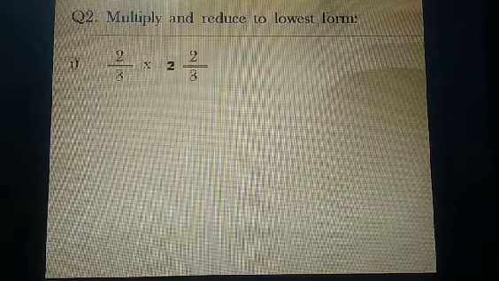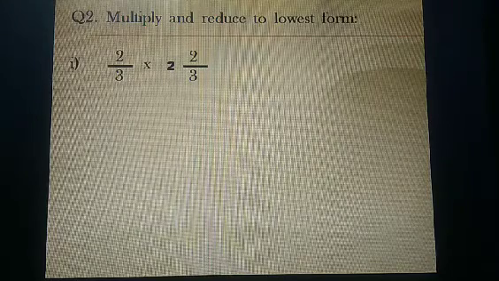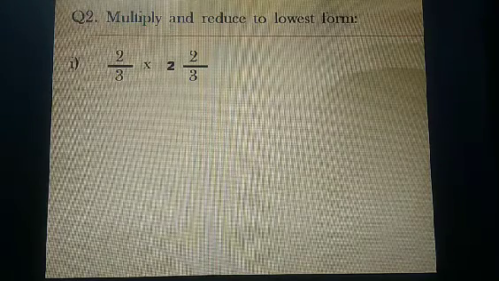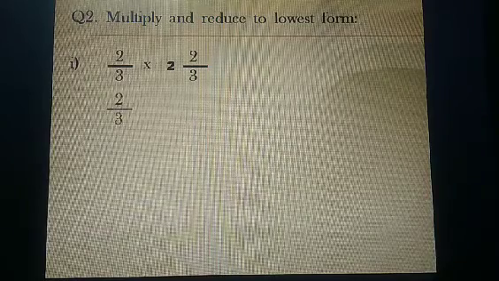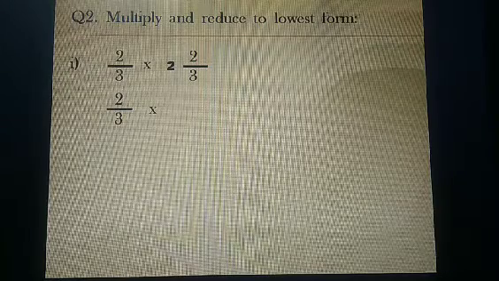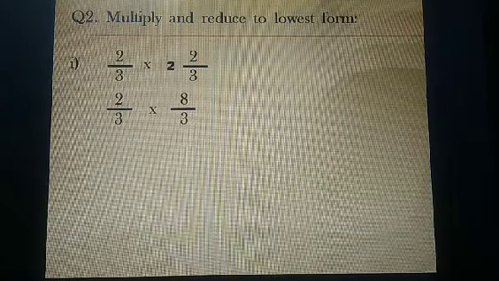Moving to question number 2. Multiply and reduce to lowest form. The first one is 2 2 upon 3 into 2 by 3. First you will convert the mixed fraction into an improper fraction. 3 2s are 6, 6 plus 2 is 8. You will get 8 upon 3.